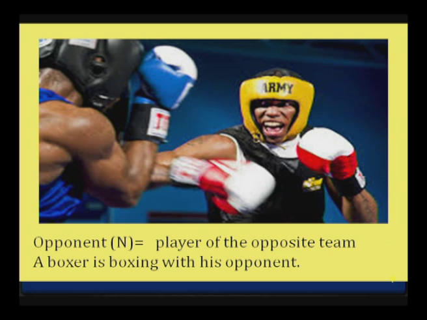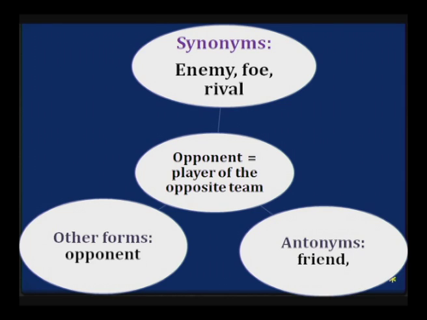The next word is opponent. Its meaning is player of the opposite team. A boxer is boxing with his opponent. The synonyms for this word are enemy, foe, rival. The antonym for the word opponent is friend, and the other form is opponents.